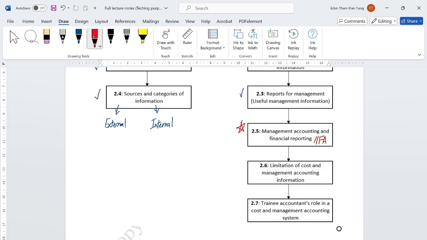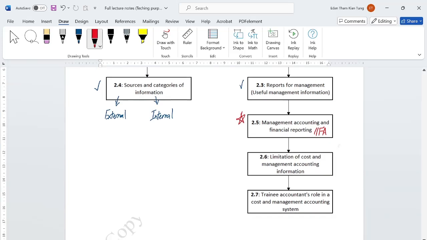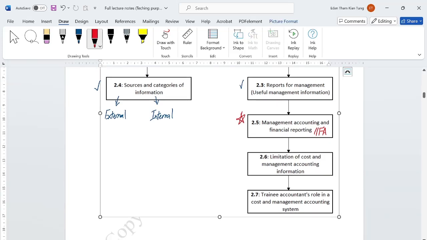All right. So basically, FA is more business related, and it is mainly related to external parties, like what I explained in our last lesson. So under 2.5, we will get a more in-depth explanation about what are the significant differences between MA and FA.